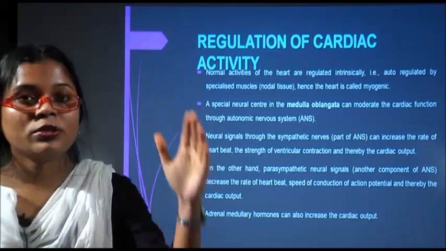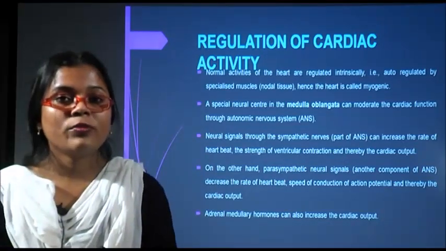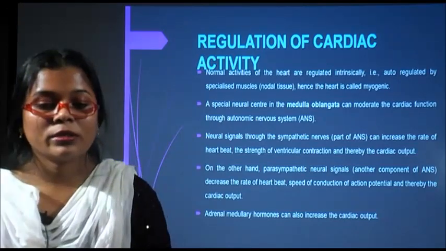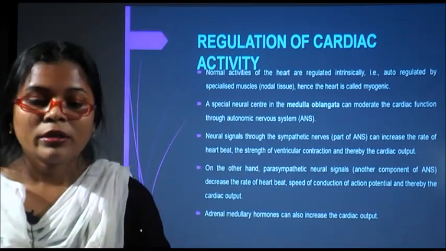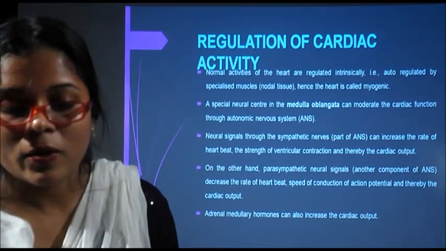However, these are the neural control. Hormonal control is by the adrenal medullary hormones, which increase or regulate the cardiac output.